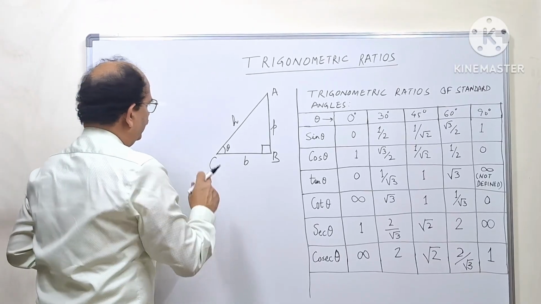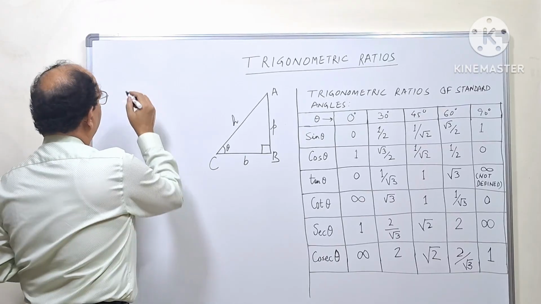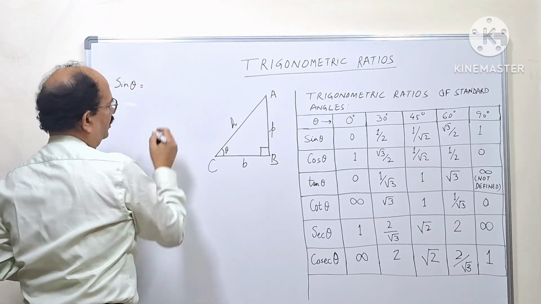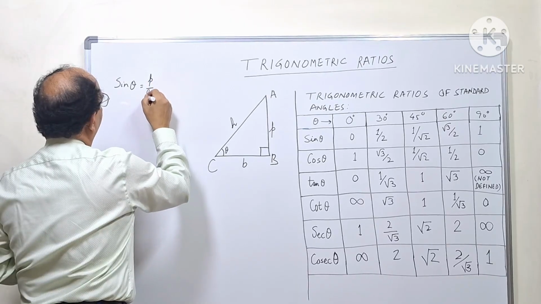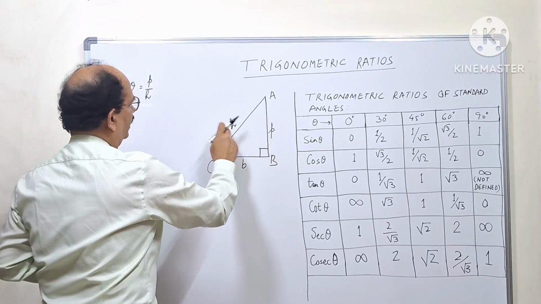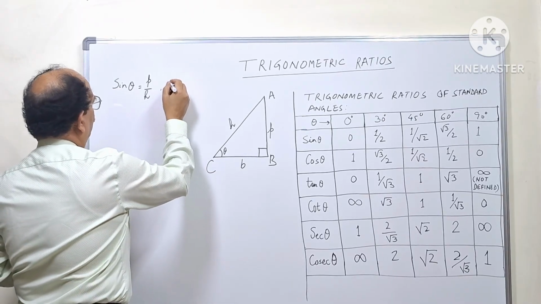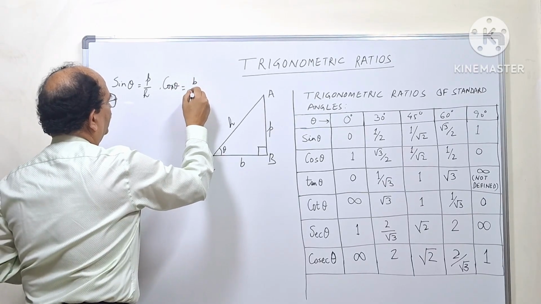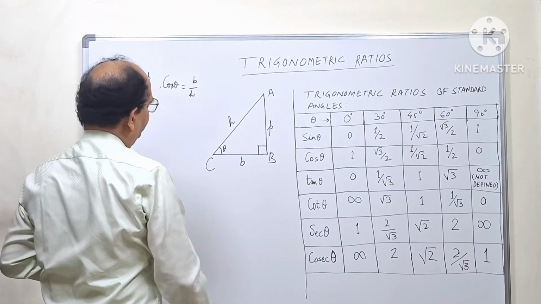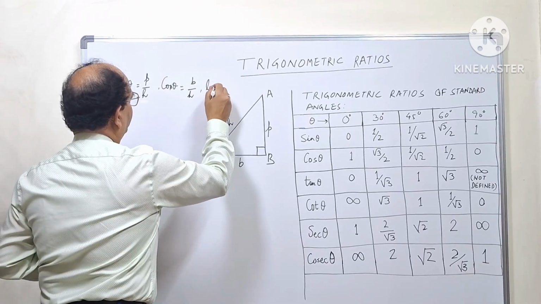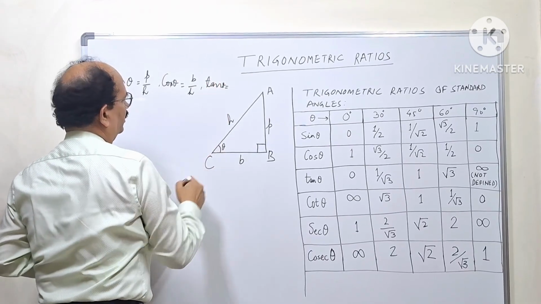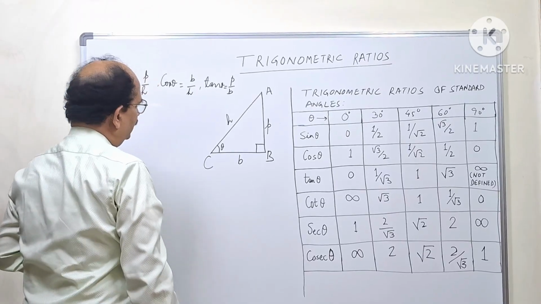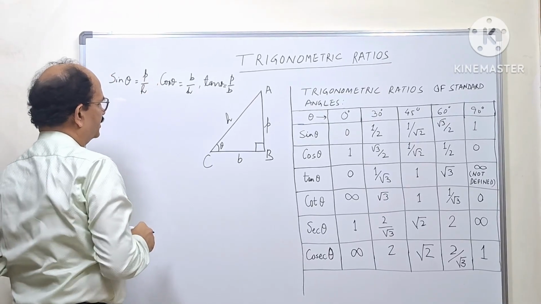Now, per definition, sine of theta is equal to perpendicular by hypotenuse. Cos of theta is equal to base by hypotenuse. And tan of theta is equal to perpendicular by base. Then there are three other ratios.